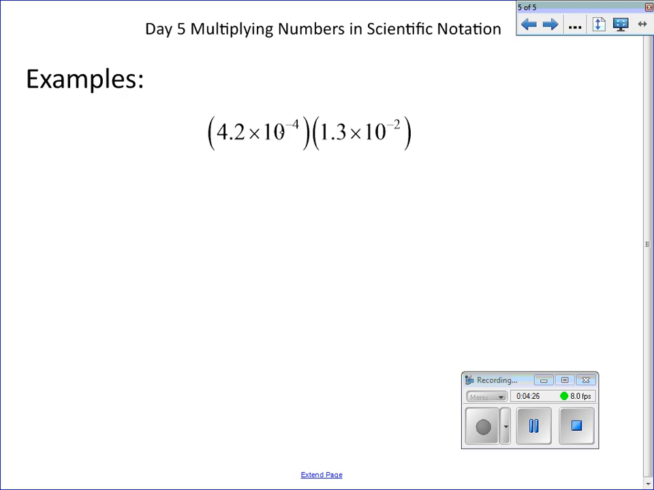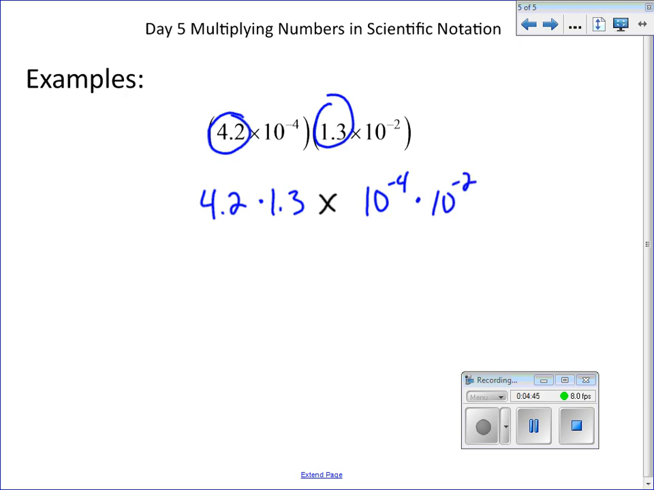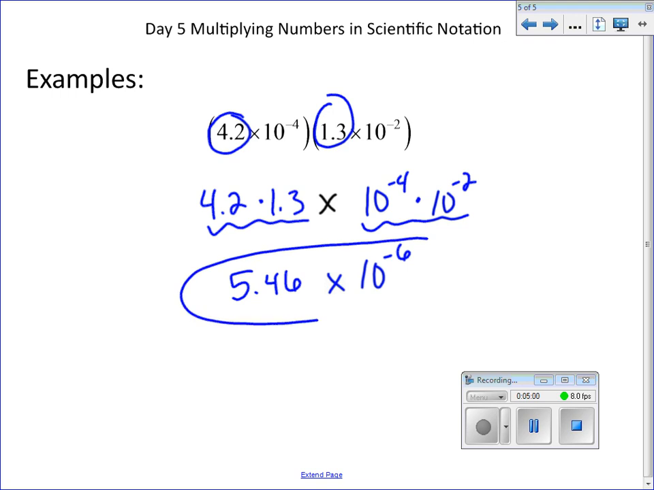This time we're dealing with decimals. We're dealing with negative exponents. So we're going to again group our numbers together. We're going to have 4.2 times 1.3. All of that is going to be times 10 to the negative 4th and 10 to the negative 2nd. Okay. We're going to add our exponents together to get 10 to the negative 6th, bring our x down, and then when we multiply these, 4.2 times 1.3 gives us 5.46, and again, I'm using my calculator for that.